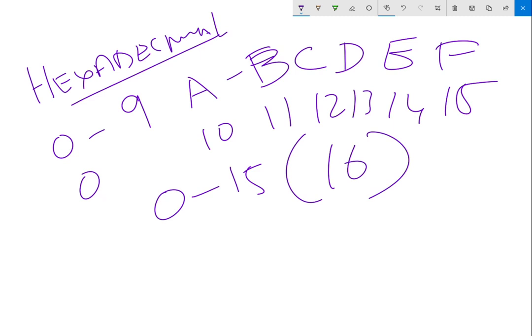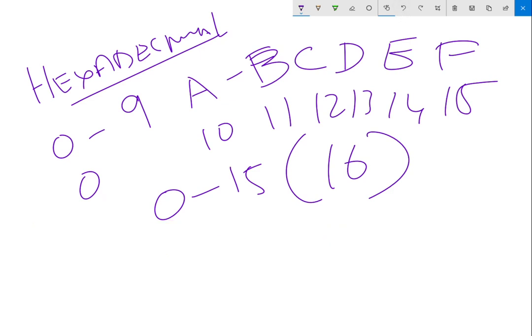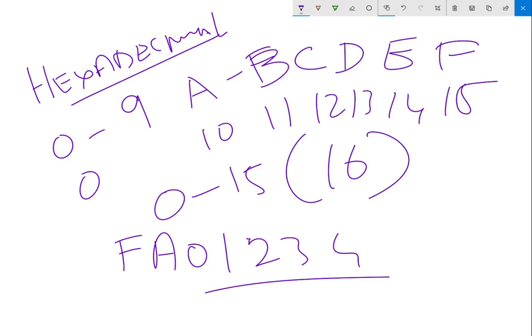So we are going to use hexadecimal. That means our IP version 6 address, not like our IP version 4 where it is limited from 0 to 255. IP version 4 is limited with 0 to 255, isn't it? IP version 6 is not that case. It may be FA01234, whatever it is. It will be from the range of 0 to 9 and A to F.